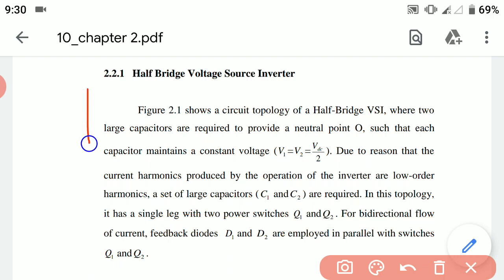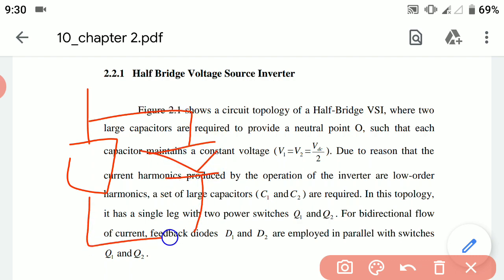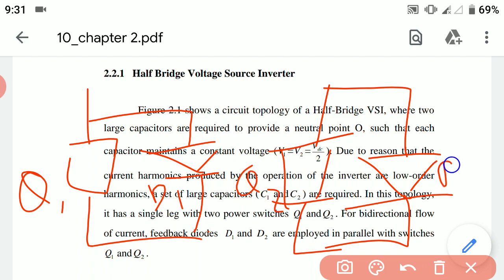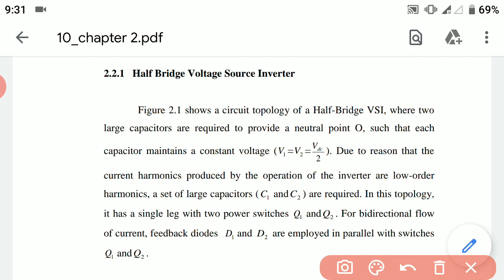Here we have two switches, let it be switch 1, and a diode will be used in parallel with it. Then we have switch 2, and a diode will be used in parallel with this switch also. So here is switch 1, here is switch 2, this is diode 1, this is diode 2. These two diodes are connected in parallel with the two switches.